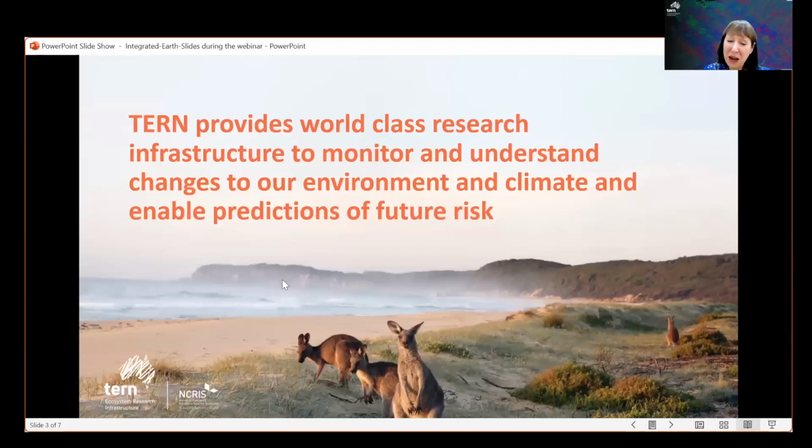So a little bit about TERN before we get started. TERN is a national research infrastructure project in Australia, which means that we're the group that is monitoring changes to Australia's ecosystems. We have people using our infrastructure from everywhere in the world, and they are using it to monitor and understand changes to our environment, not just Australia's environment, but anywhere in the world that needs Australian data, and climate, so that we can enable predictions of future risk.